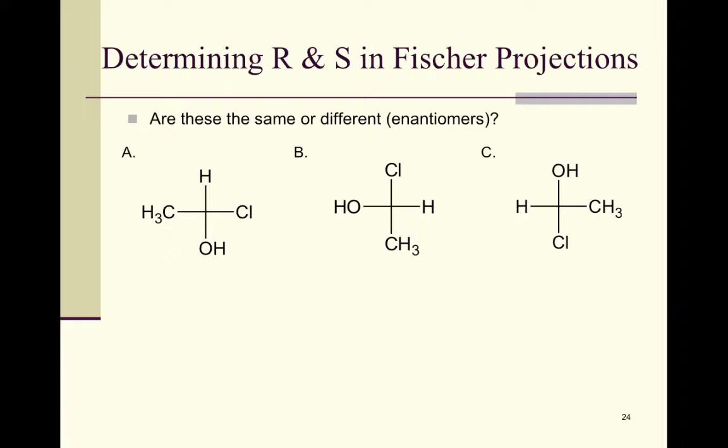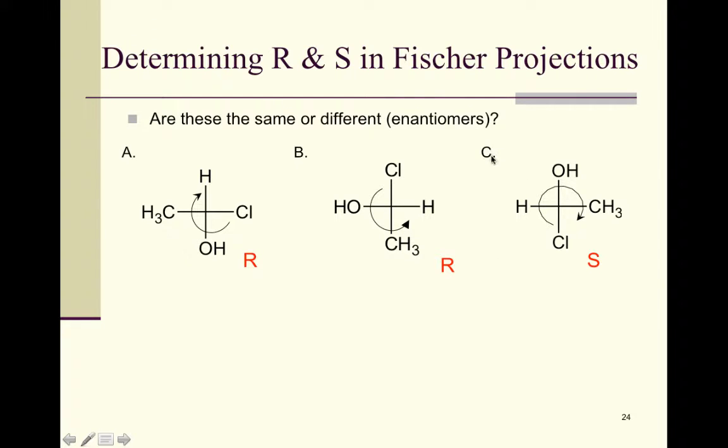Go ahead and rank these as R or S. Pause the video, come back and check your work. A and B are both R. Now with A, the lowest priority is on the vertical, so it's what I see. On B, the lowest priority is on a horizontal, so it's the opposite of the direction that it's written. Remember, the lowest priority is towards me, and it's supposed to be away from me, so that's an R.